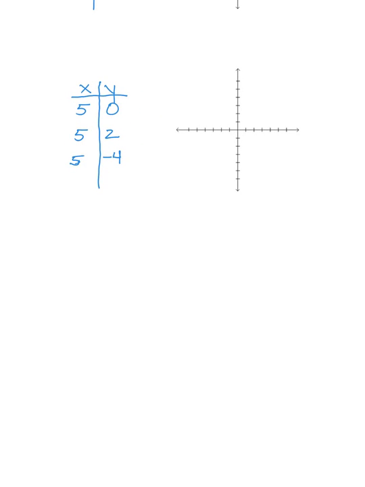If we graph this, we have to start off with the point (5, 0). This tells me I want to go 5 to the right, and I do not want to go up or down. So if we plot that, we're going to go 5 to the right. We will be on the x-axis. For our second point, we have (5, 2). This tells me I want to go 5 to the right and 2 up. That is going to be 5 to the right and 2 up. We will be above the x-axis in the first quadrant.